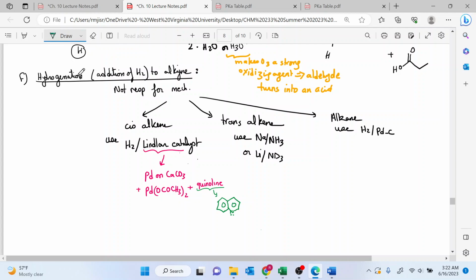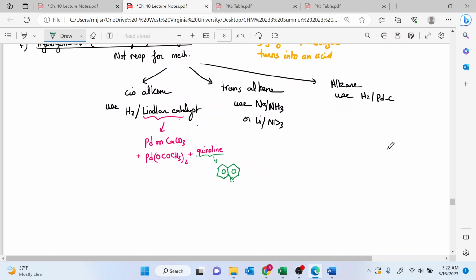The last reaction is the hydrogenation of alkynes, meaning adding hydrogens to alkynes. There are 3 ways that you can add hydrogens to alkynes. You can change alkynes to alkanes by adding hydrogen in presence of PDC. Let's have an example. So if you have a triple bond, and you add hydrogen in presence of PDC, we know that PDC is a catalyst, and that is going to speed up the reaction.